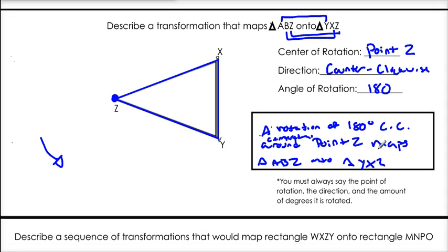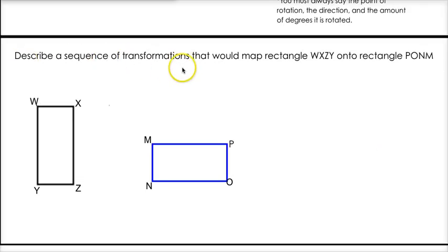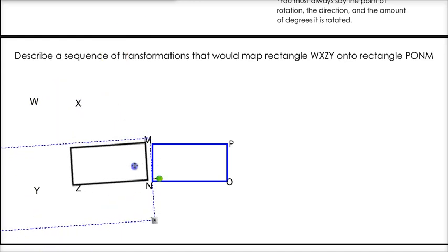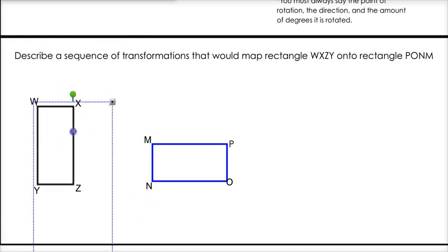All right, and let's try one more. I'm going to describe a sequence of transformations that would map rectangle WXZY onto rectangle PONM. All right, so we're going to need two, right? We can't just rotate this, because if I just rotated this guy, it wouldn't rotate onto it. So I have to do two things. I'm going to have to do a translation first and then a rotation.